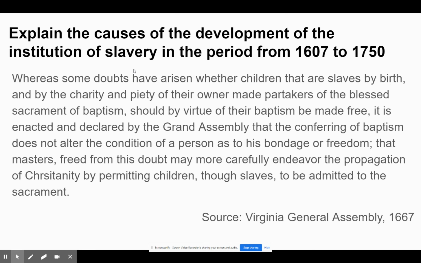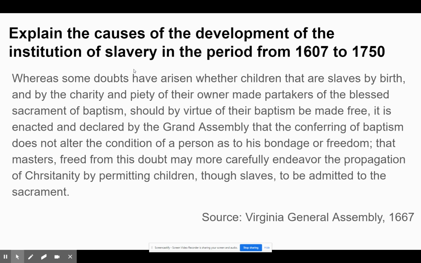That masters, freed from this doubt, may more carefully endeavor the propagation of Christianity by permitting children, though slaves, to be admitted to the sacrament. Source, Virginia General Assembly, 1667.